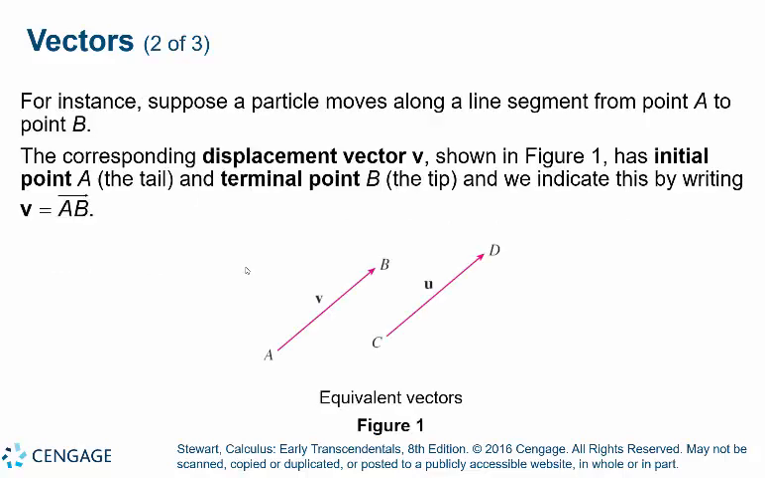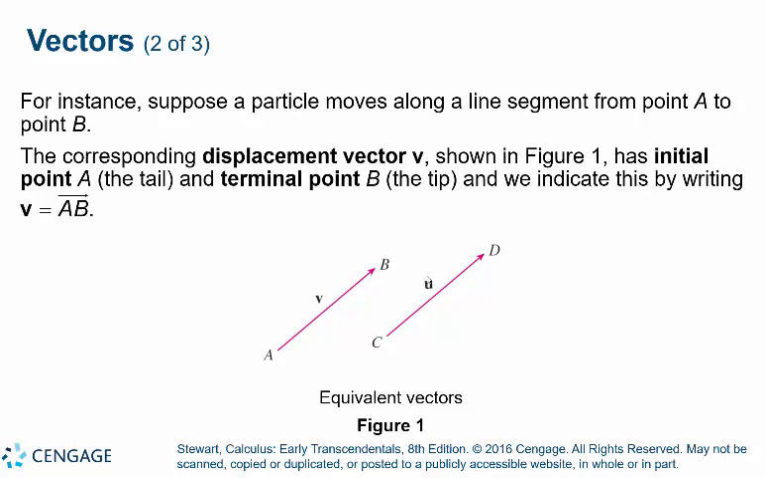So you would see we'd have this vector V, and we know it's a vector because there's this arrow above it. So for instance, suppose a particle moves along a line segment from A to B. You have this particle that starts at A and it goes to B. The corresponding displacement vector V, shown in this figure here, has initial point A, which we call the tail, and terminal point B, which we call the tip. We indicate this by writing vector V is equal to AB, and then you see the starting point and ending point, and this arrow above it tells me it's a vector.